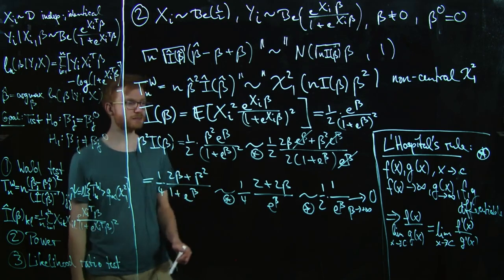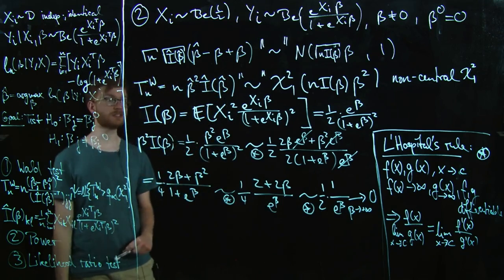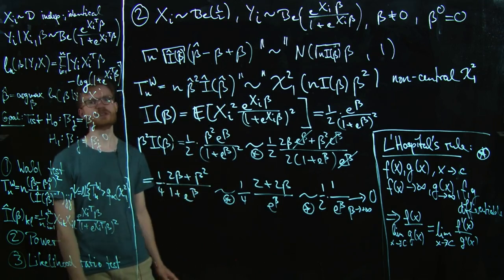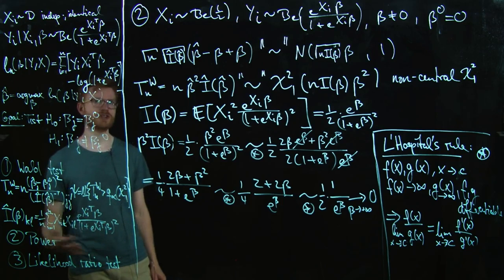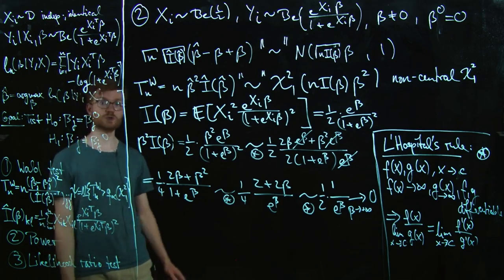Now, you can think about the case that I omitted. What happens if beta goes to -infinity? We also expect this breakdown to occur, this power vanishing as beta goes to -infinity. And you should be able to show it also using L'Hopital's rule.